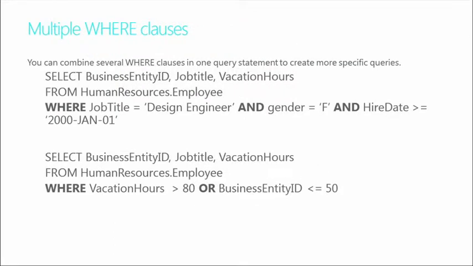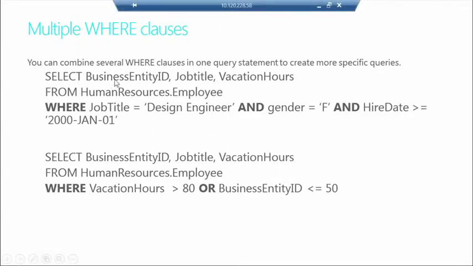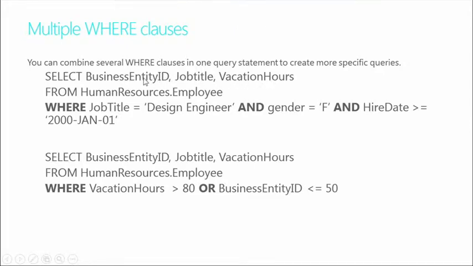I can get pickier. I can add multiple criteria to the where clause. So notice here, I'm still doing a select on 3 columns: business entity ID, job title, and vacation hours now.